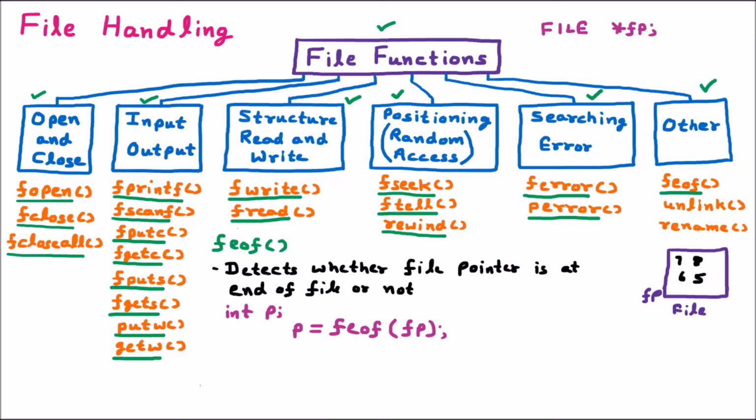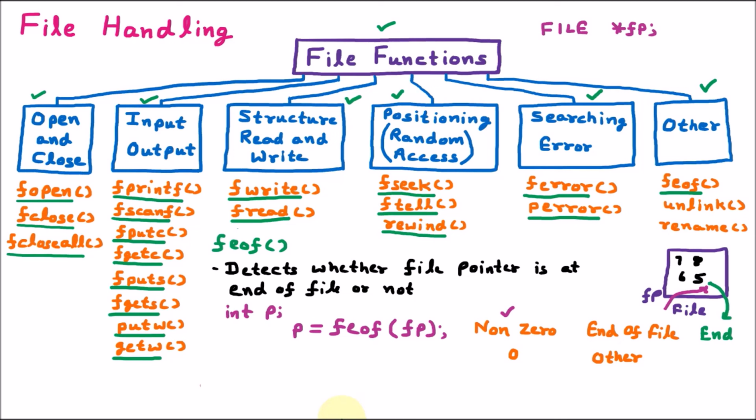Let us suppose that the pointer is at the end of file. So it will return the non-zero value. And for other cases, maybe the pointer is somewhere else. In that case, it will return the 0. We know that at the end, this is the end of file. Let's assume that our file pointer is at the end of file. In that case, it will return the non-zero value, and that we can store.